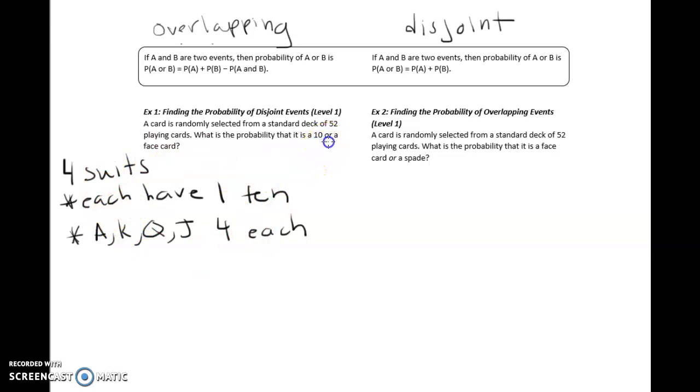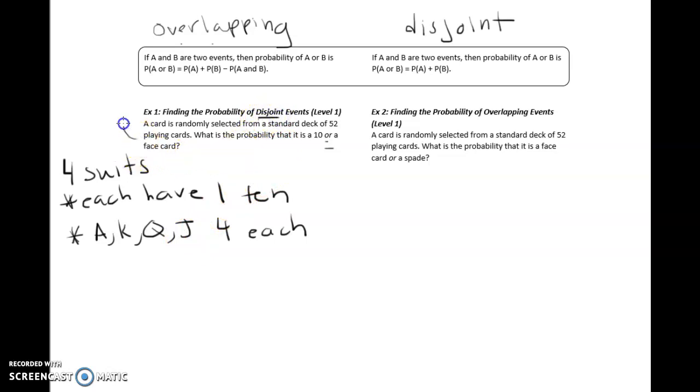So this is an or statement. And you need to think about, is it possible that you have a 10 and a face card, would those overlap? Those would never overlap because a 10 could not be a face card, because our face cards are always ace, king, queen, jack. So that means that this is going to be disjoint, which it does say up there.